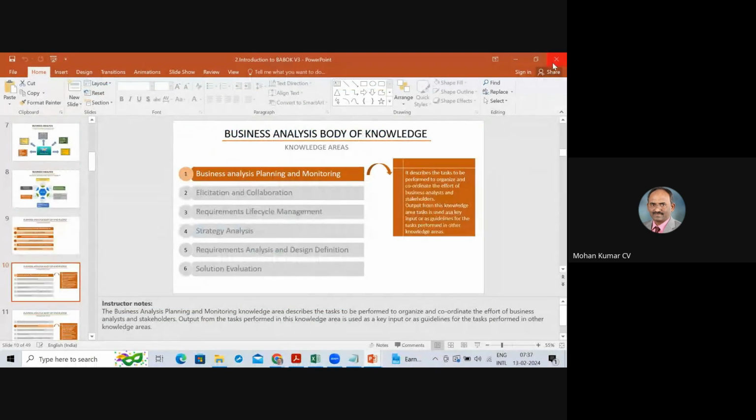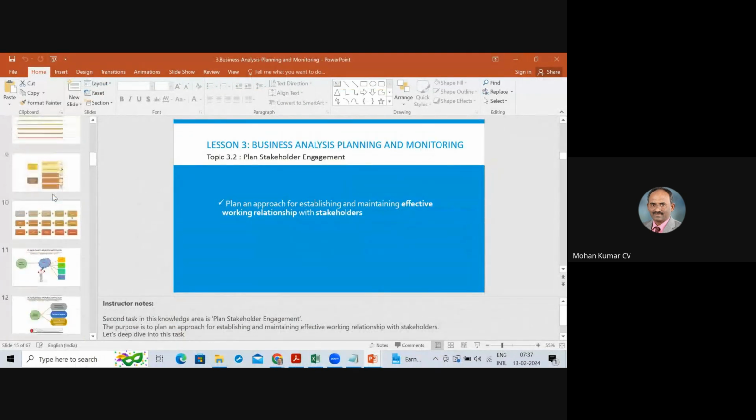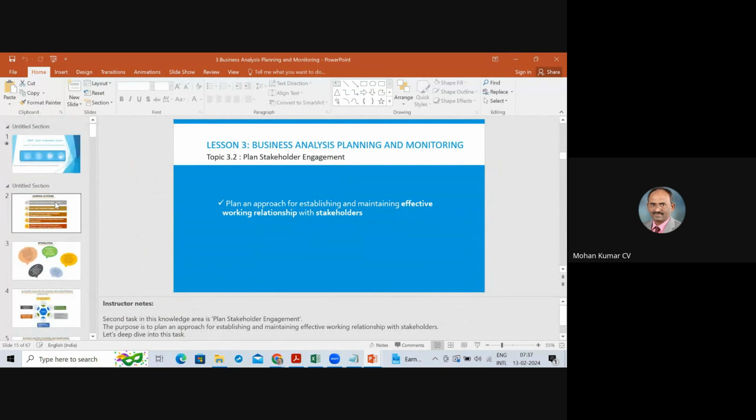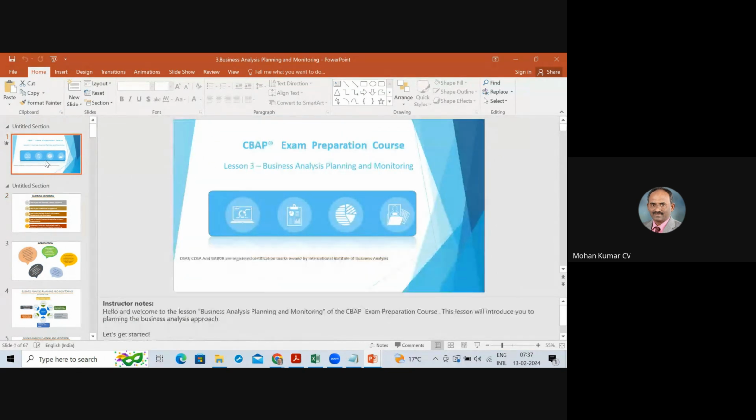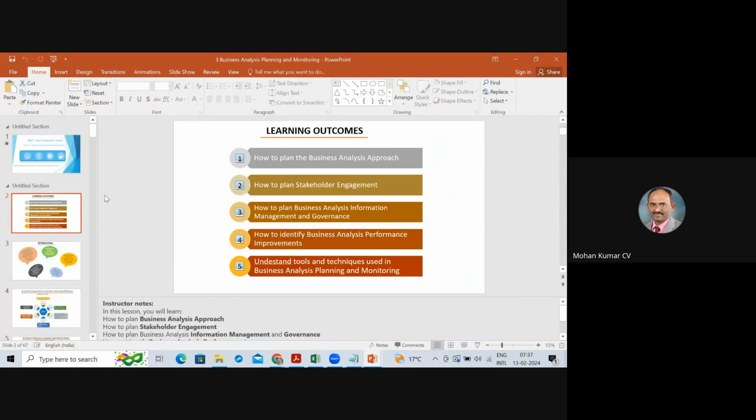So in business analysis planning and monitoring, these approaches are what I wanted to show. First, we have done how to plan for the business analysis approach. Now we are looking at how to plan for stakeholder engagement. This is the core thing, planning and monitoring business analysis. For this, what are the outcomes that we thought? One is the approach part. Second is the stakeholder engagement. So now we are getting into the stakeholder engagement.